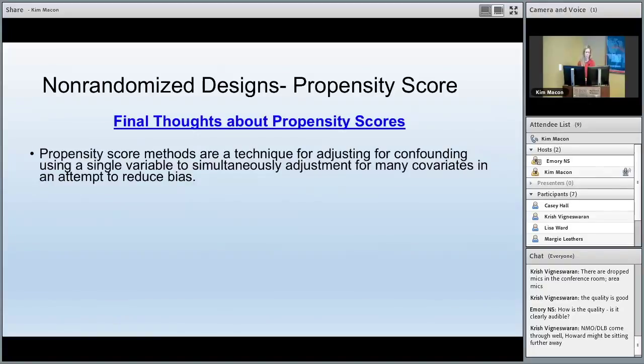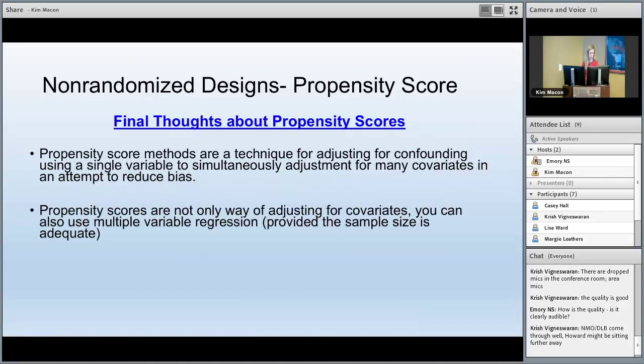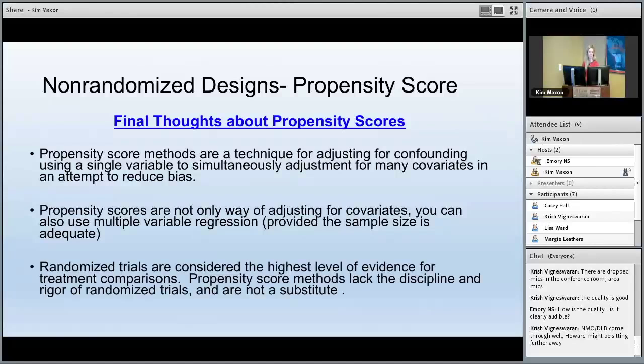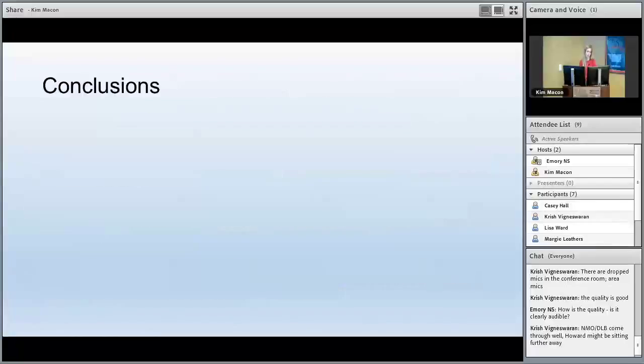So, final thoughts about propensity scores. They're a useful technique for adjusting for confounding, and they use a single variable to simultaneously balance many covariates. They're not the only way of adjusting for covariates. You can always use multiple variable regression to model those covariates along with your treatment of interest. Again, randomized trials are considered the highest level of evidence, and propensity scores lack that discipline of rigor that randomized trials have, and they're not a substitute for randomized trials.